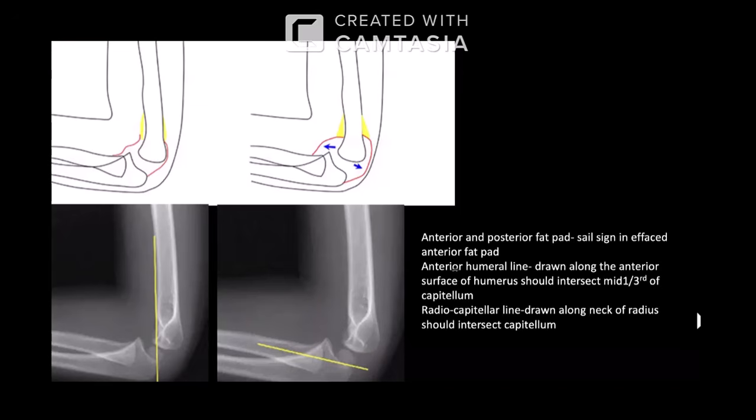So what is this anterior humeral line? It's a line drawn along the anterior surface of the humerus, and it should intersect the mid 1/3 of the capitulum. And the radiocapitular line is a line drawn along the neck of the radius, and it should again intersect the capitulum. These are the two other diagrams where you can actually see the normal anterior fat pad and posterior fat pad. In cases of joint effusion, you do see there is increase or effacement of the fat pad with fluid, and you can also see the positive sail sign.